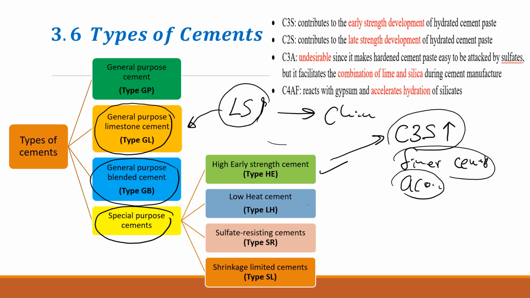Low heat cement. So low heat means what? Why is low heat important? Low heat can be heat generation. I showed you most of the heat is generated by C3S and also C4AF, isn't it? So why is the heat generated? When cement reacts with water, that reaction is exothermic. That means it is generating heat.